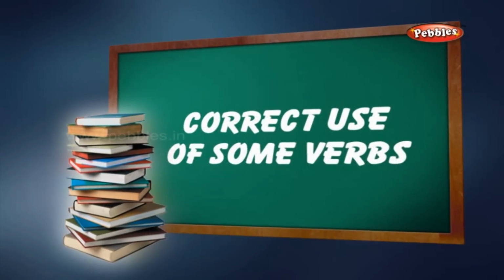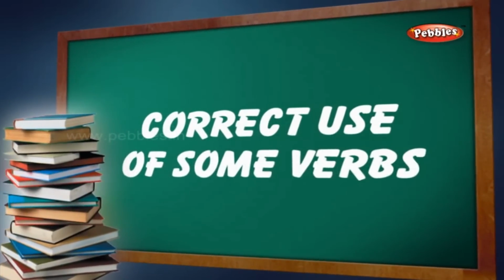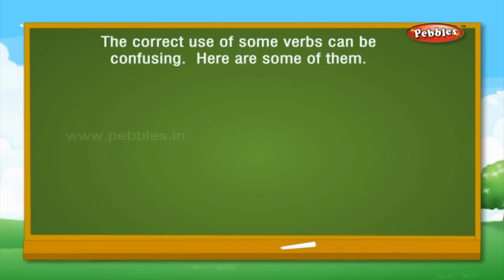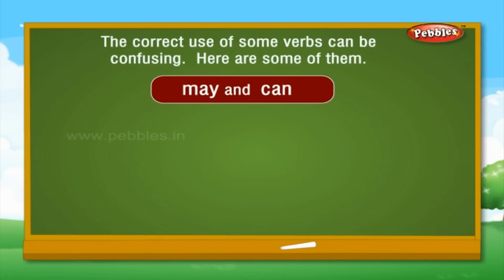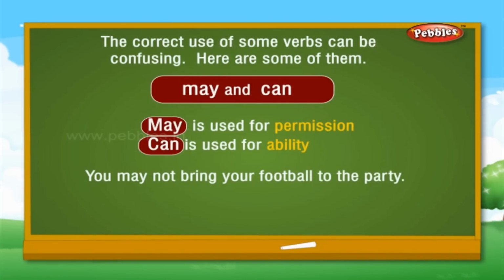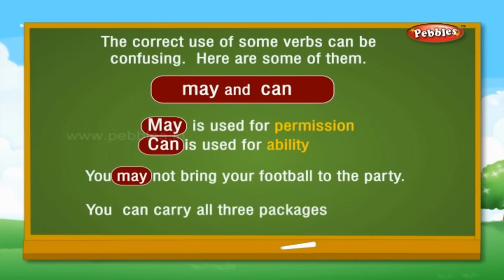Let us look at the correct use of some verbs. The correct use of some verbs can be confusing. Here are some of them. May and can. May is used for permission. Can is used for ability. You may not bring your football to the party. You can carry all 3 packages by yourself.